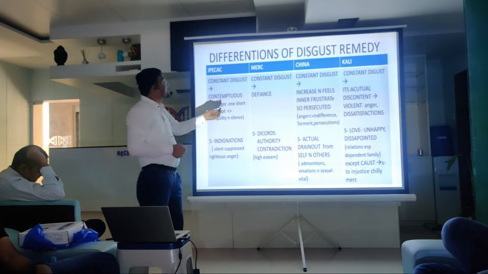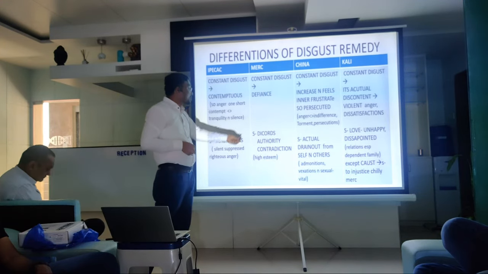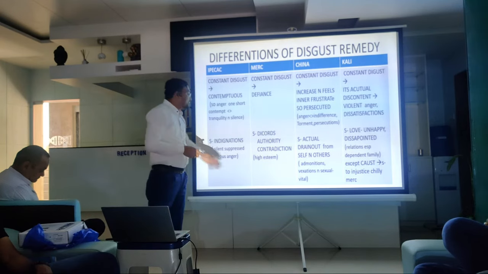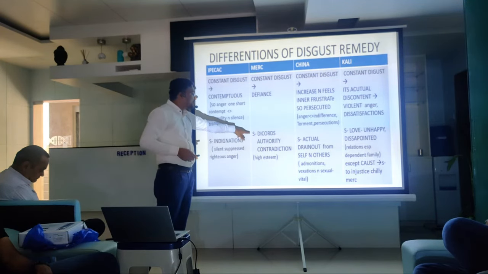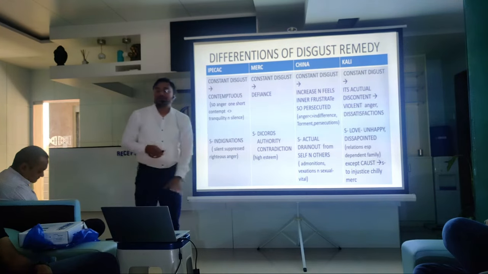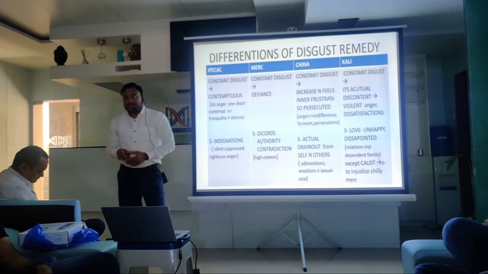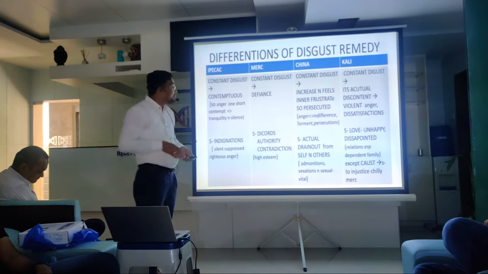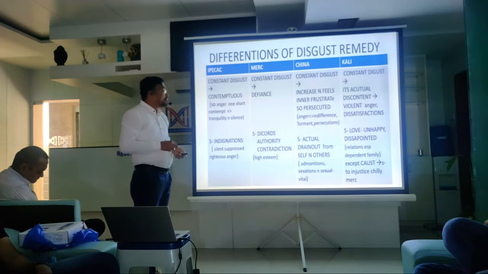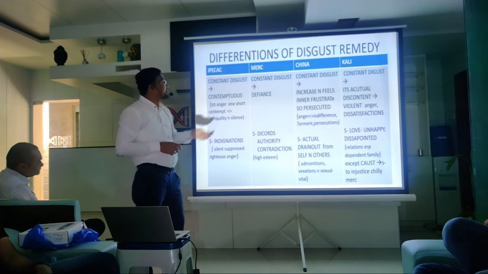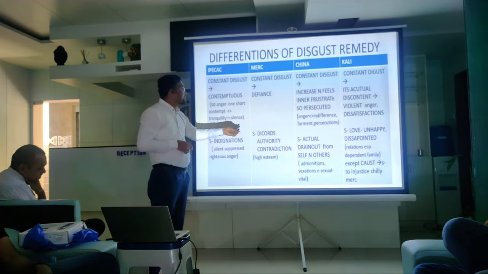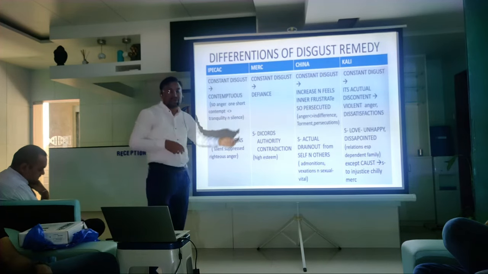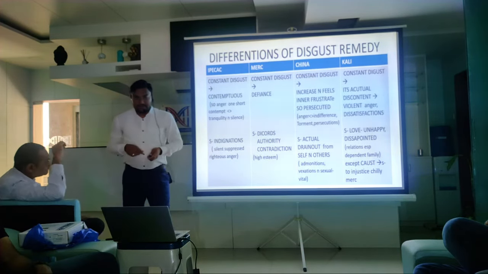Now this disgust is coming from discord because they are esteemed people, very highly esteemed people. The sensitivity comes from discord, authority and contradiction. So when these people are contradicted, or their authority or territory is not fulfilled, there is a constant discord that goes into this. This is the sensitivity of Mercury. And by disposition, they are defiant, never bending.